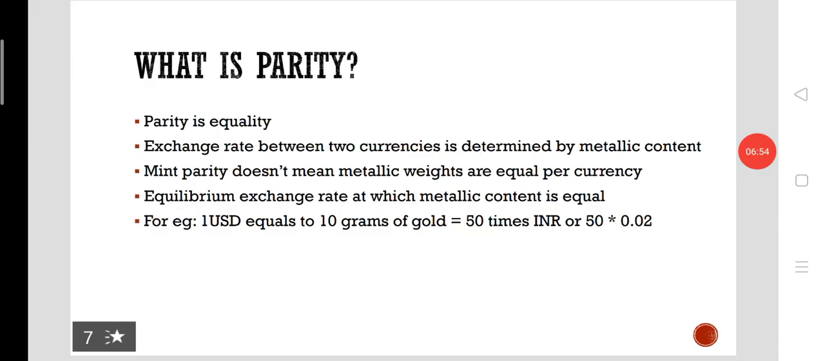So then what is parity in mint parity theory? Parity is in fact equality. That means the exchange rate between two currencies is determined by the metallic content. The value of the currencies will be determined as per the parity of the gold. The currency's value will be equal to the metallic content of the currency. That is the parity in mint parity theory.